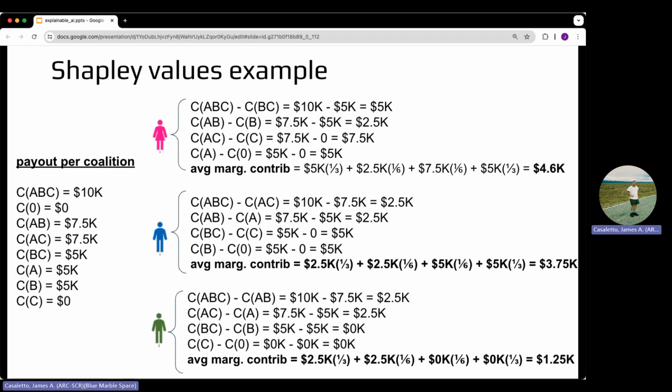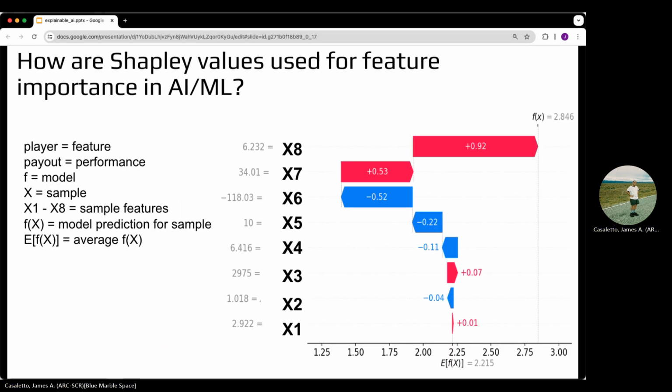So what does this have to do with machine learning? How are Shapley values used for feature importance in AI and ML? Think of a machine learning prediction task as a cooperative game, where the features of the dataset are the players in the game. The goal of the game is to predict the output or target as accurately as possible. The payout or payoff in this game is the prediction error, or any other measure of prediction performance that the coalition of features achieves together.